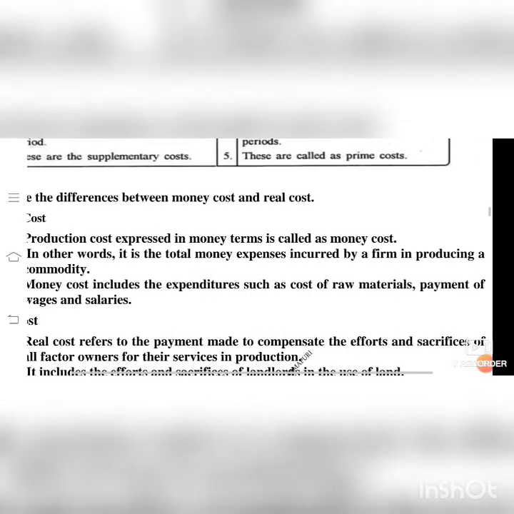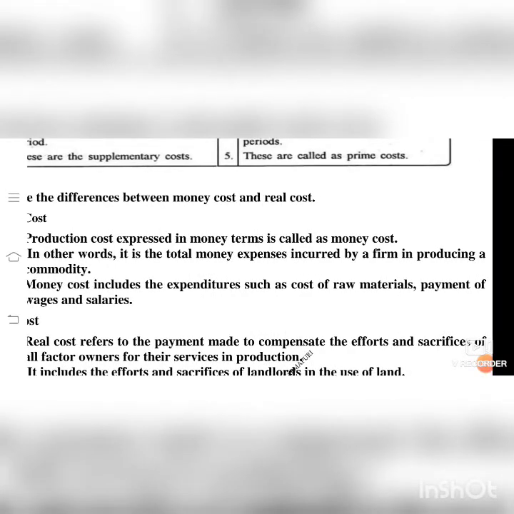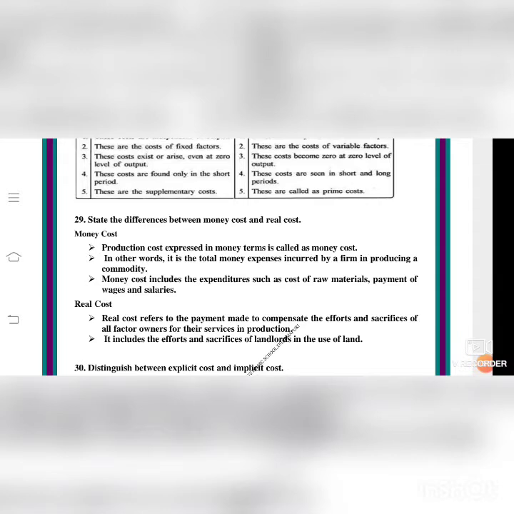Next we will see the difference between money cost and real cost. First we will see the money cost. Production cost expressed in money terms is called money cost. That is, the expenses used for production are called money cost. For example, the EB bill, the machinery, the rent for the industry, and for the labor they are paying wages. All these come under production cost.